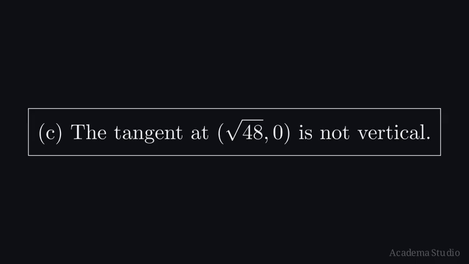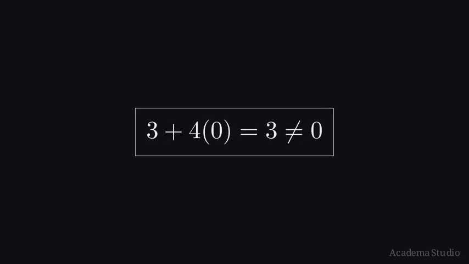The final answer, 3 plus 4, 0, equals 3 not equal to 0.